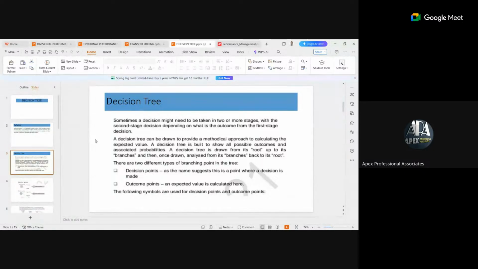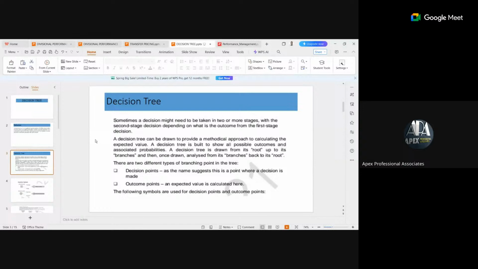So a decision tree can be drawn to provide a methodical approach to calculating the expected value. A decision tree is built to show all possible outcomes and associated probabilities. A decision tree is drawn from its roots up to its branches, and then once drawn, analyzed from its branches back to its roots. That is, you walk forward, and then you walk backward.